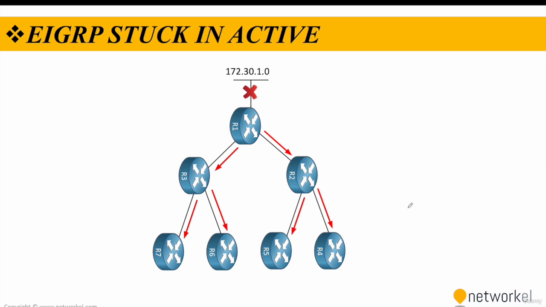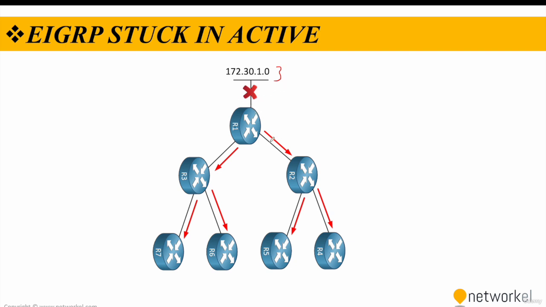Guys, there is something called EIGRP stuck in active. When EIGRP routes are stuck in active, it means that EIGRP is unable to find a route to a particular destination, and the route computation is taking longer than expected. This situation can lead to increased network traffic and slower convergence times. So let's say one of the networks went down again. For router 1, this network went down. So router 1 lost connectivity to here.